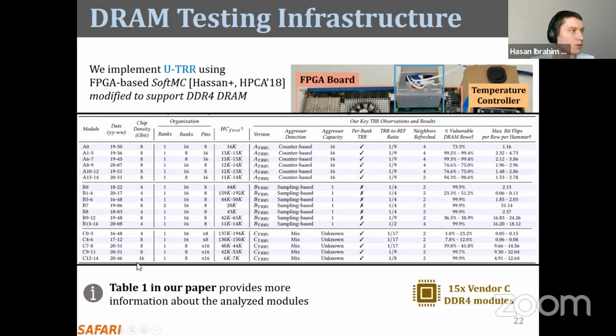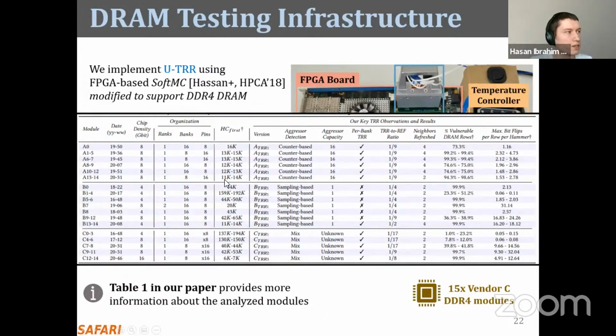So this first part over here, these first columns, are related to the organization of the DRAM chips. Here, this is the HC first value that we found using experiments with SoftMC. And HC first stands for hammer count to cause 1 bit flip, right? So basically, this is the minimum hammer count needed to cause a bit flip in any row in this DRAM chip. So as you can see, some DRAM modules have very low HC first values.